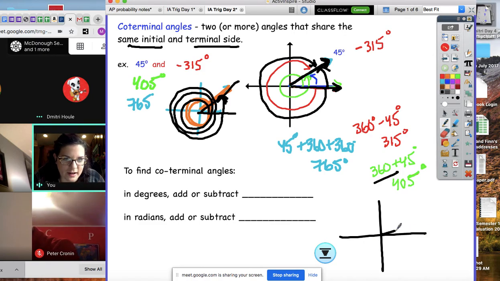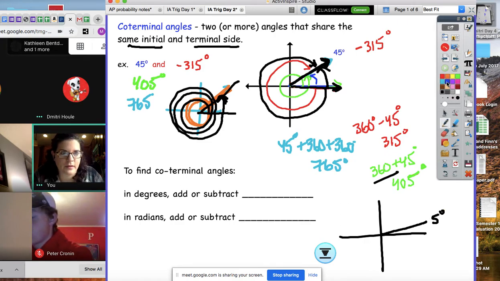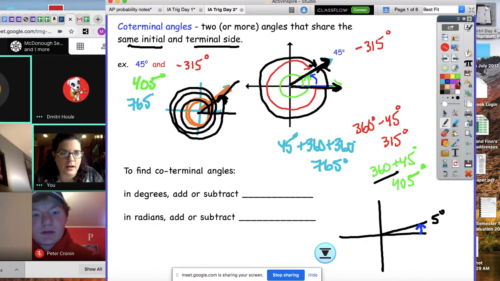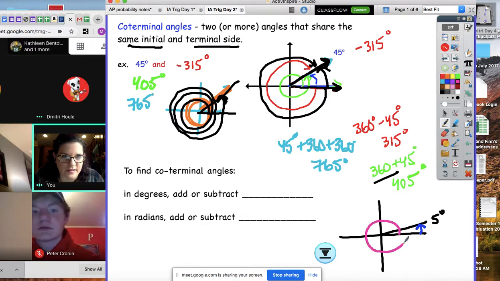Okay, let me just draw it. Let's say this is 5 degrees right here. So I can get 5 degrees going this way. I could start on that positive x-axis, go one time around, which would be 360, and then add on those 5 more degrees. So that would be 360 plus 5, which would be 365.